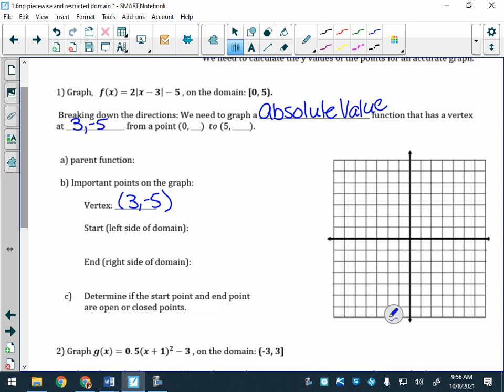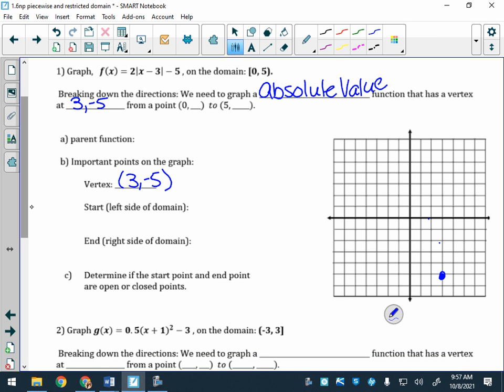Okay, so we could plot that already. 1, 2, 3. 3, negative 5 is our vertex. Now, they're giving us a domain 0 to 5. So how do we find those two endpoints? What should we do? Kate? Perfect.